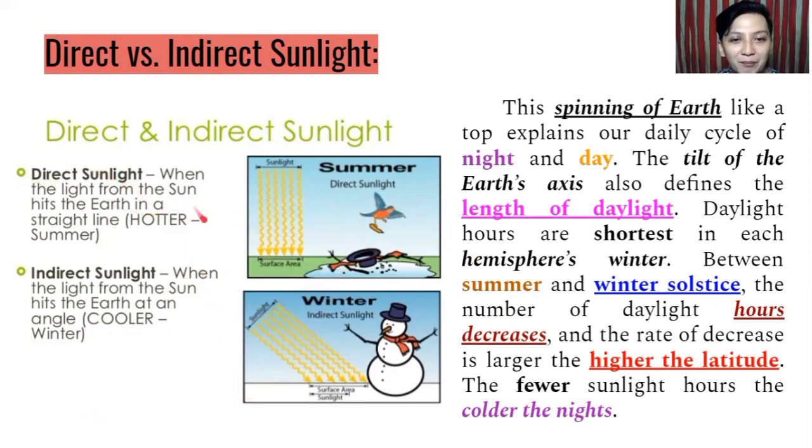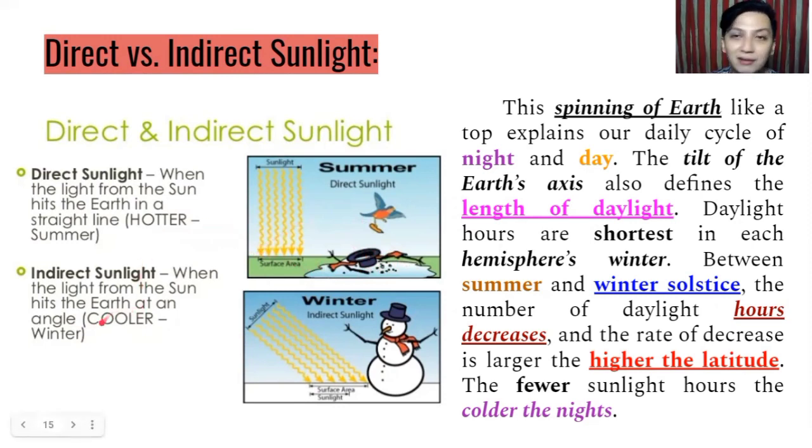So direct sunlight is like this one. It is related to the direct rays, as you can see. So when the light from the sun hits the earth in a straight line, basically it has hotter temperature, and this is the summer months. Okay, so as you can see, although we do not have snowman here, but this is just a representation. Or imagine you have ice cream. During summer days, when you go outside or when you eat ice cream at the beach, it will melt easily because the sunlight is directly hitting our country. Okay, so that's the direct sunlight.